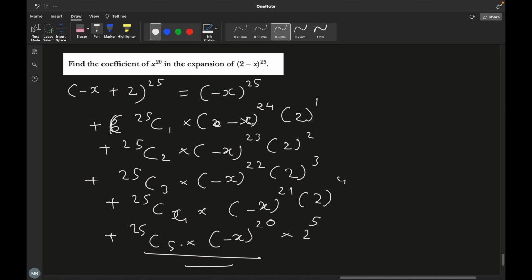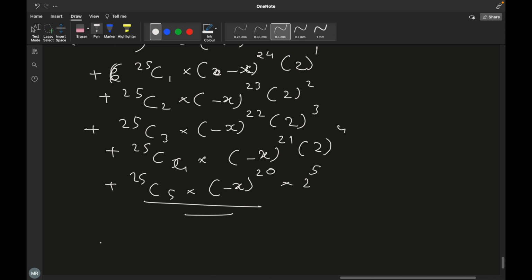And now we just have to simplify this and plug it into the calculator. For this one, we get 53,130 multiplied by 2 to the power of 5. The final answer would be 1,700,160 x to the power of 20.